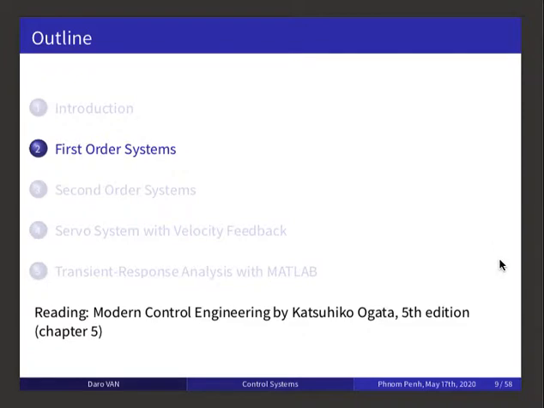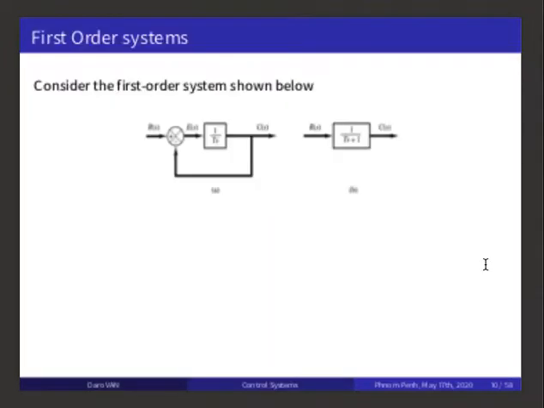So in this section we'll discuss the first order system. Consider the first order system shown below, which is 1 over Ts, because this S to the power of 1. So this is the simple first order system. Rs is the input, the reference input. Cs is the response.